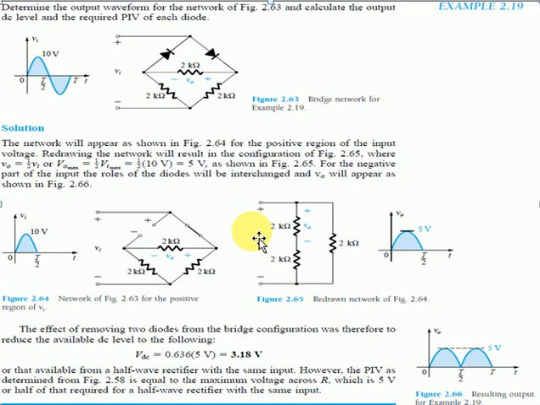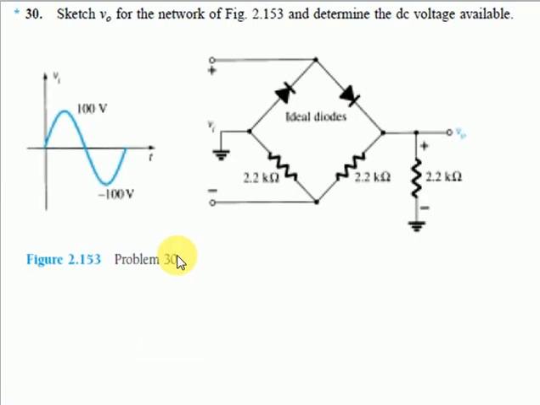We also have a numerical here. In this question you have to sketch the Vo of the given circuit and determine the DC voltage that is available. The input voltage is 100 volt and there are two ideal diodes. This question is the same as the example we have done before.